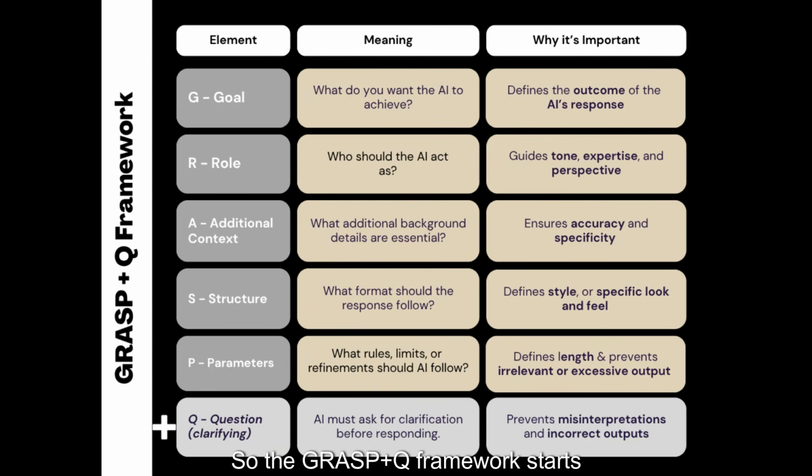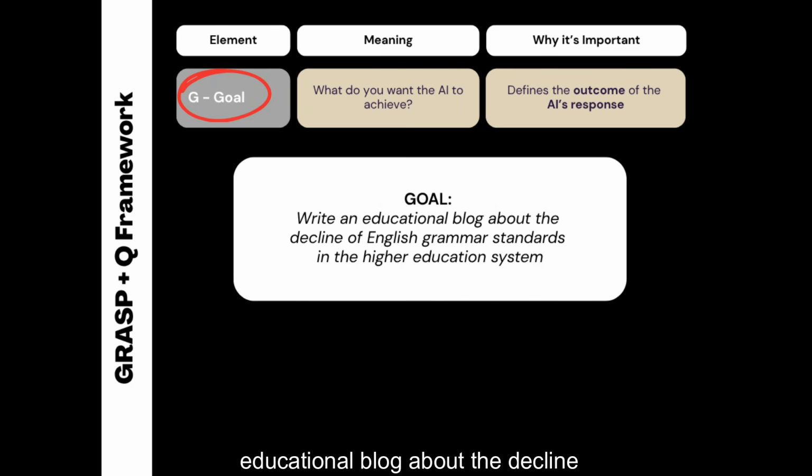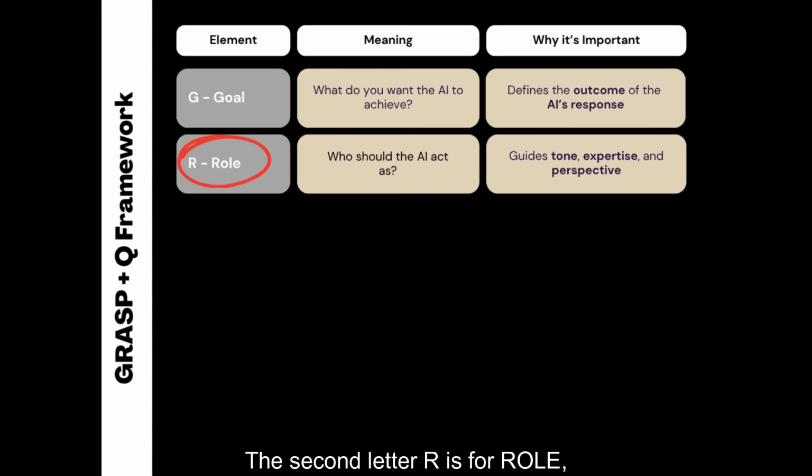So the GRASP+Q framework starts with G for goal, okay? That's what do you want the AI to achieve? So this will define the outcome of the AI's response. As an example, I might say as a goal, write an educational blog about the decline of English grammar standards in the higher education system. That's a clear goal.